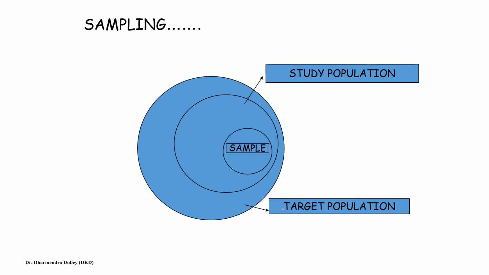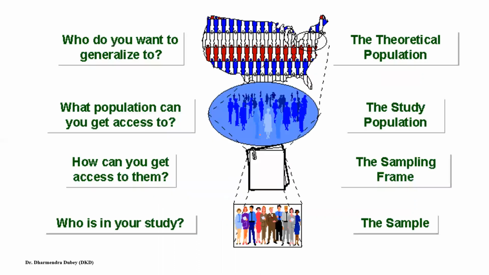See in this slide, the large circle is representing the target population. Whenever we begin any kind of study for research purposes, we need to understand what our target population is. Then out of the target population, we will decide the study population. Once we have a study population, out of them we will select the sample with the help of different sampling methodology. So we need to understand about this study population, target population, and sample.